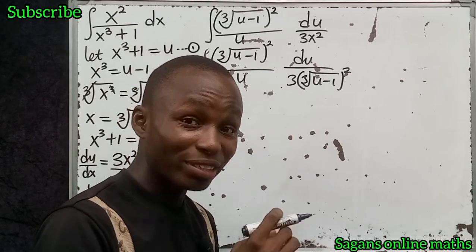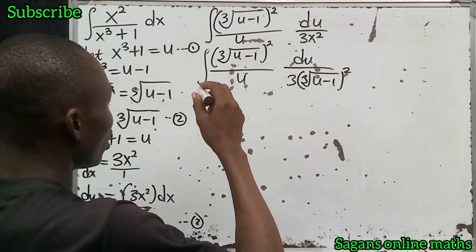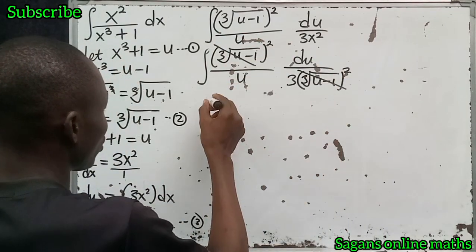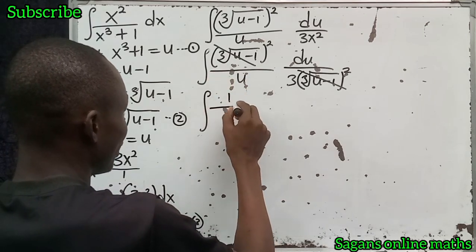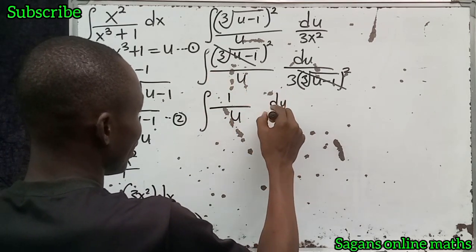Now what are we going to do? Observe carefully. You can see that we can do something very interesting, right? Now, this cancels out this, because they are the same. So now this is the integral. This divided by this is just 1 divided by u. This has already cancelled. So you have to multiply by du divided by 3.